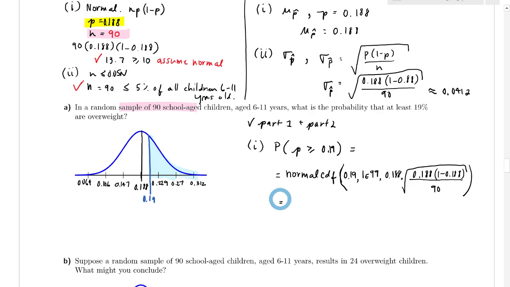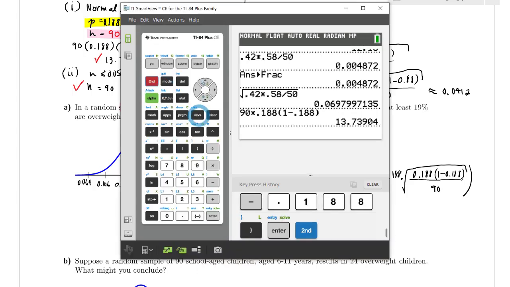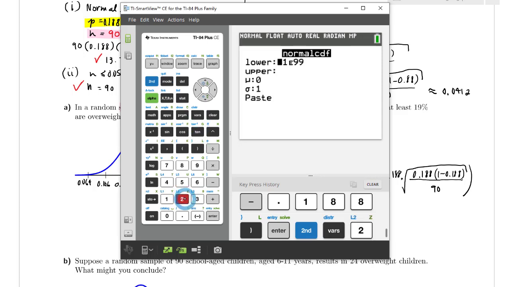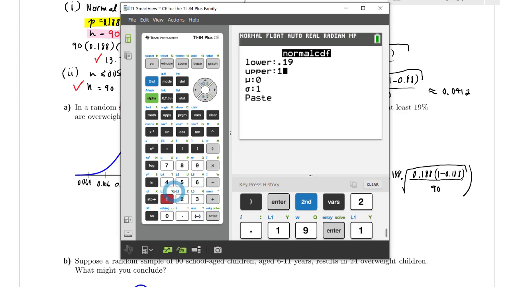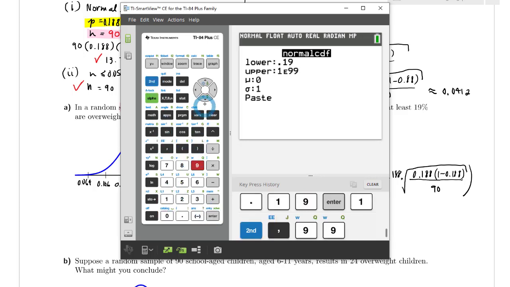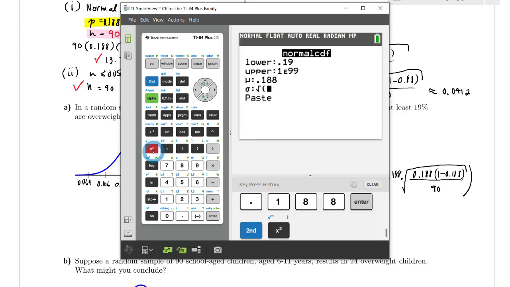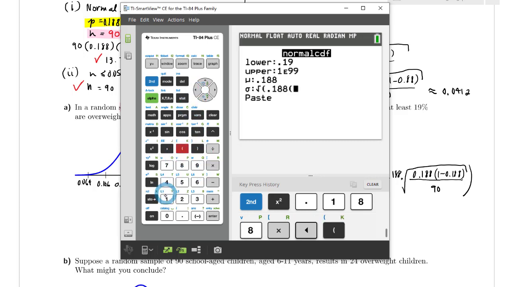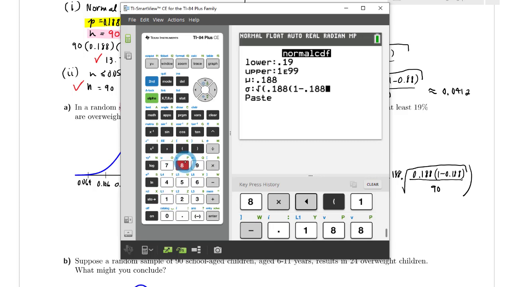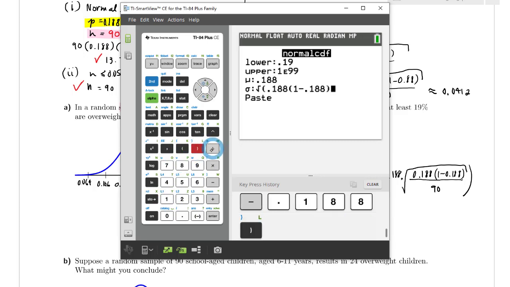Okay, so let me go ahead and put that in the calculator. Go to second vars, normal CDF, and the lower would be the 0.19. The upper is 1E99. The mean is 0.188. And the standard deviation, now I'm going to put that big square root. So the square root of 0.188 times, or maybe parenthesis 1 minus 0.188, parenthesis divided by 90, and then close it.